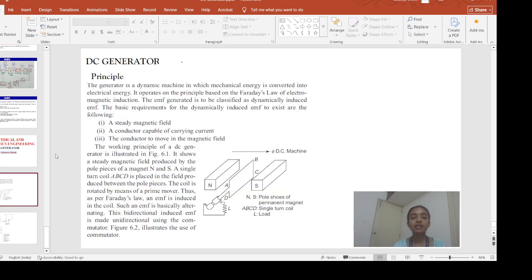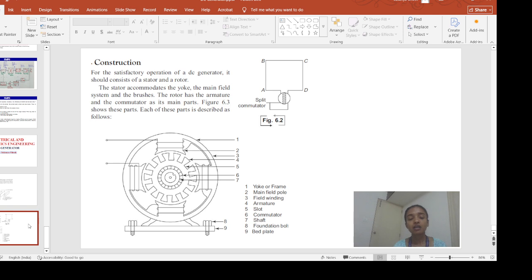So what I told, this DC generator works based on the principle of electromagnetic induction that converts the mechanical energy to the electrical energy. Suppose you have a permanent magnet with these fixed pole pieces, north pole and south pole. Now, if you place a moving conductor inside this permanent magnet, what will happen? As per Faraday's law of electromagnetic induction, EMF will get induced in this conductor. DC generator exactly follows this principle in the operation.